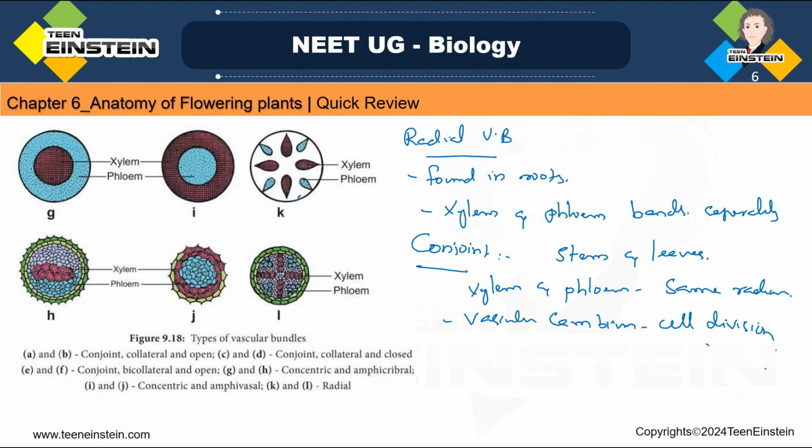And conjoint vascular bundles are further divided into two types. There are two types of conjoint vascular bundles: collateral and bicollateral vascular bundles. Two types are present in the conjoint vascular bundles.